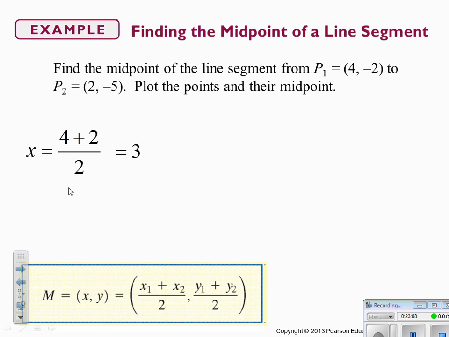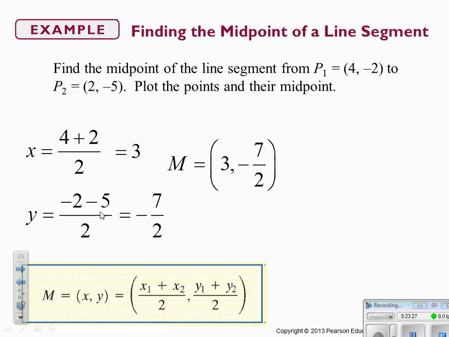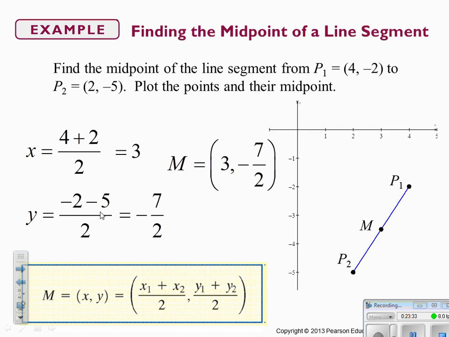Okay, so our x-coordinate for our midpoint is our x-values added and then divided by 2. 4 plus 2 is 6. 6 divided by 2 is 3. Our y-coordinate is our y-values added, negative 2 plus negative 5, which is negative 7, and divided by 2. It is not divisible evenly by 2, so we keep it as negative 7/2. So now we plot that just to make sure we get a visual. So 4, negative 2 is here, and 2, negative 5 is here, and halfway is over 3, down 3.5.